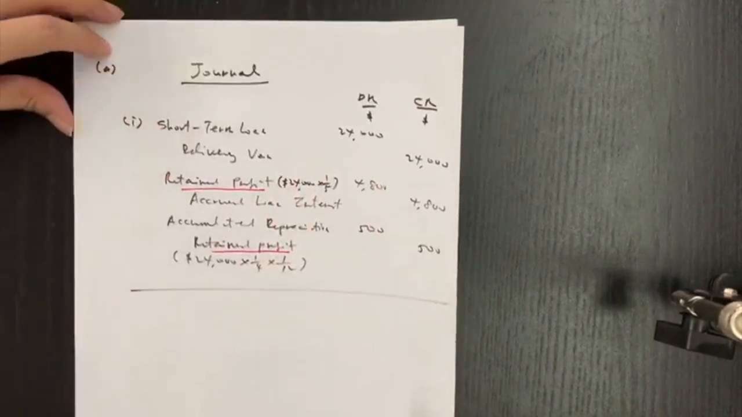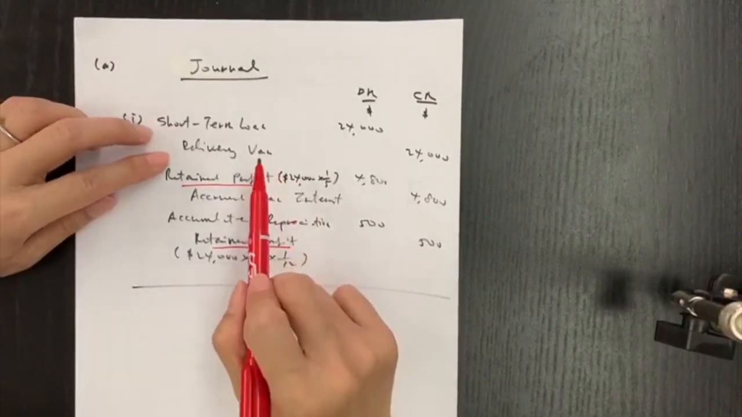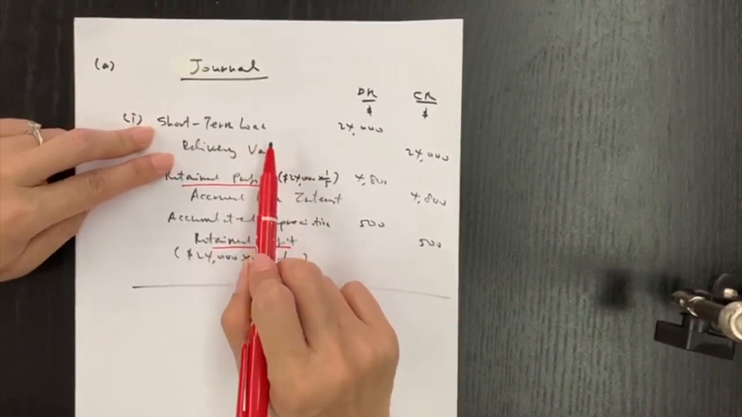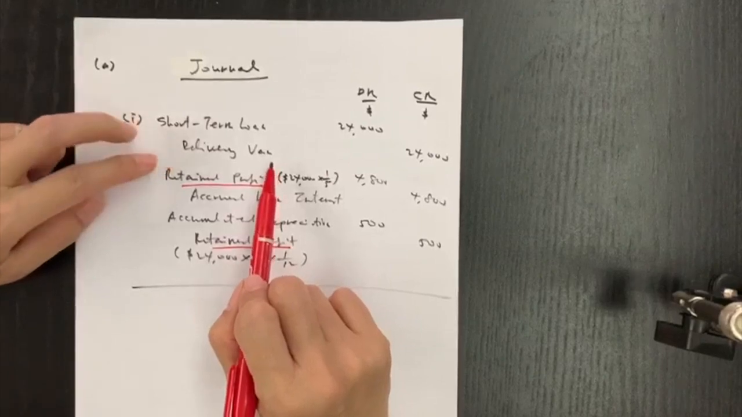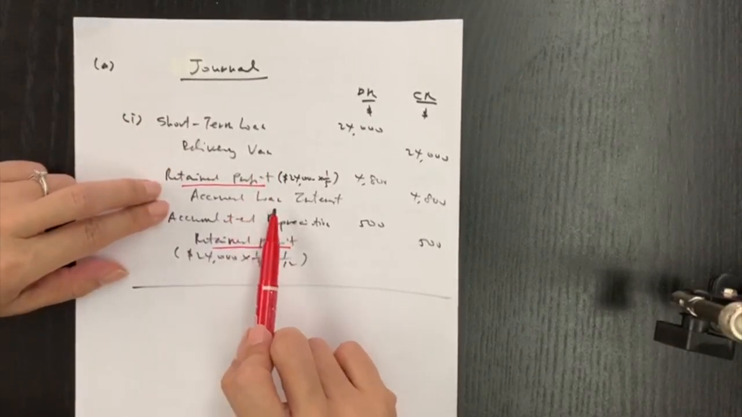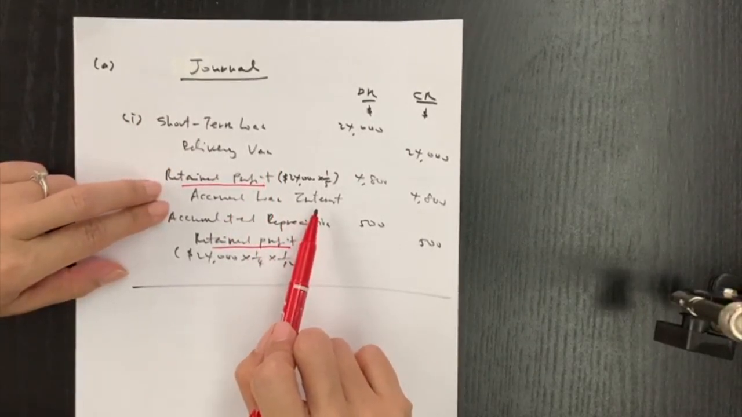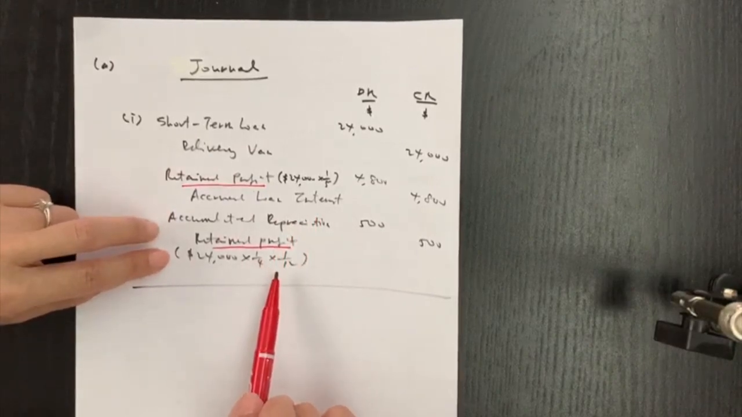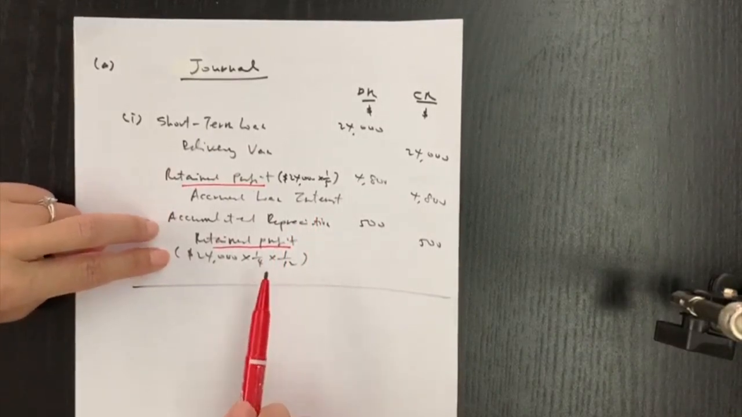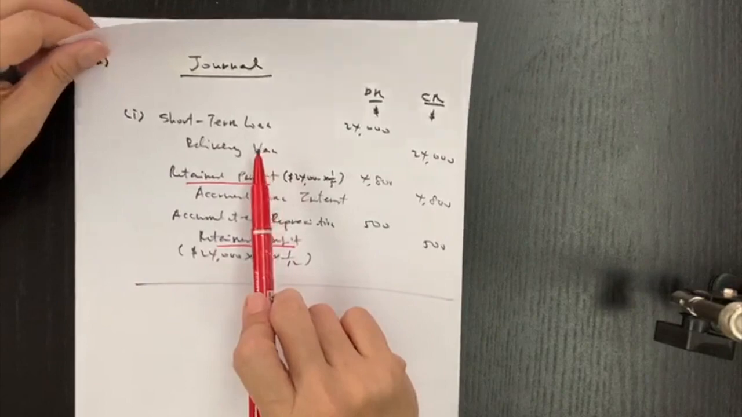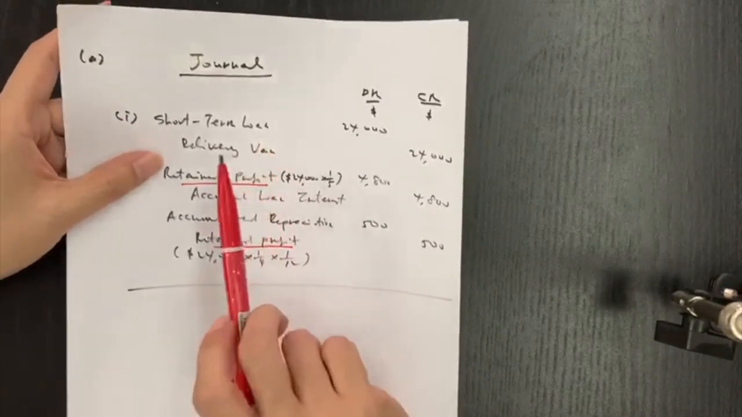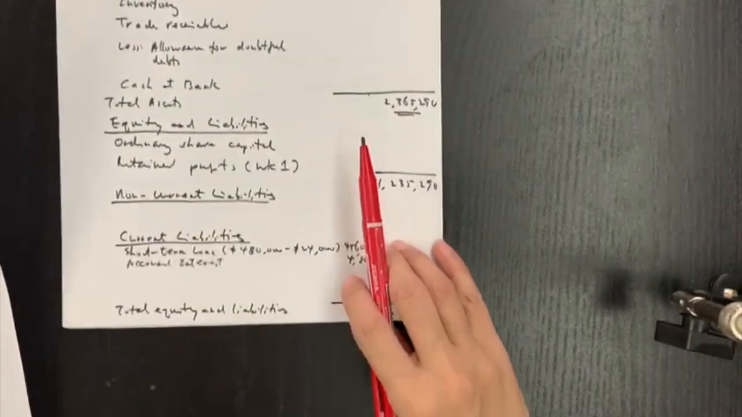So here is the answer after analysis, step by step. Here we have 3 double entries. The first one being short-term loan overstated and delivery van overstated, and here we have the loan interest being omitted and also depreciation being overstated. Okay, right after this double entry, go to adjustment in the statement of financial position.